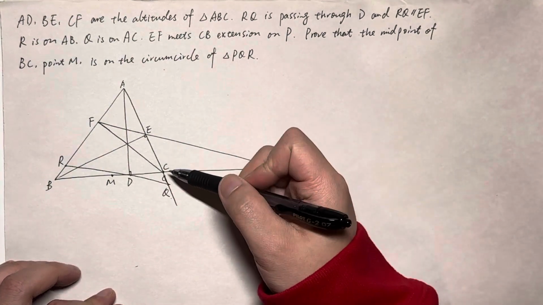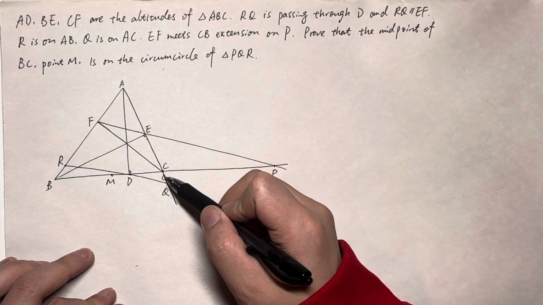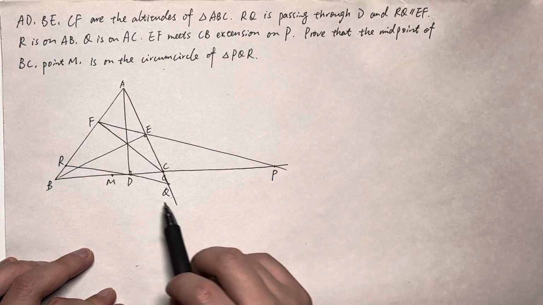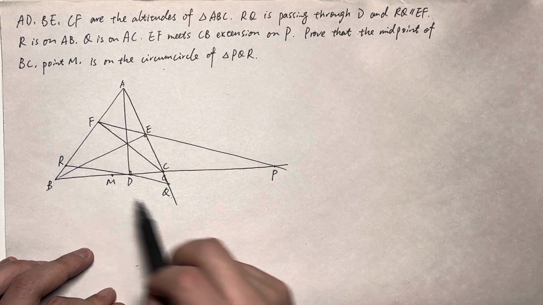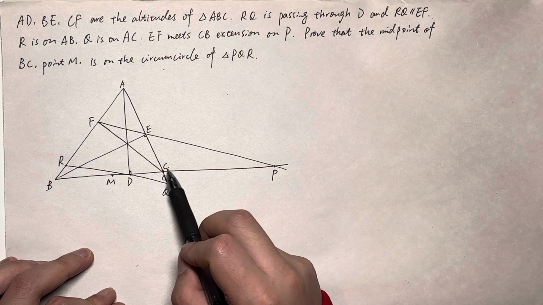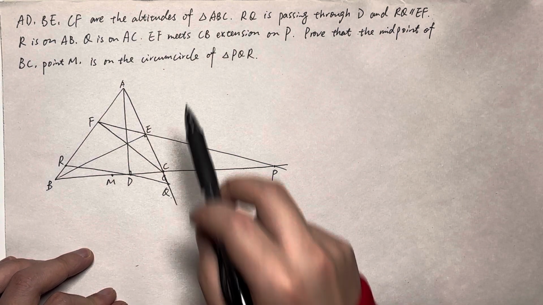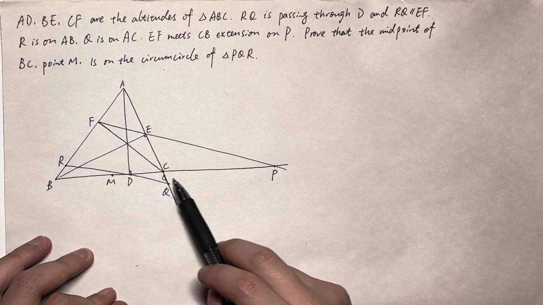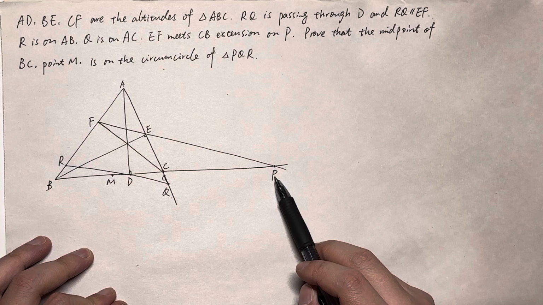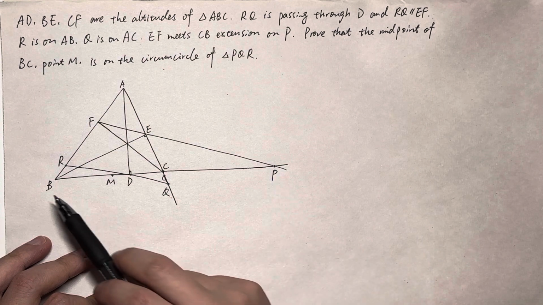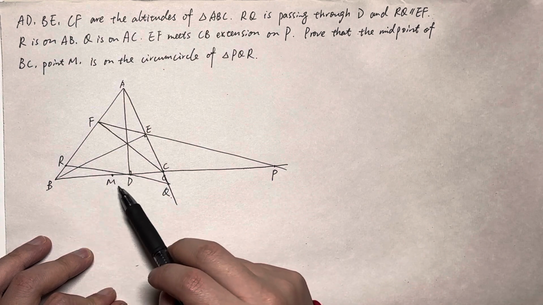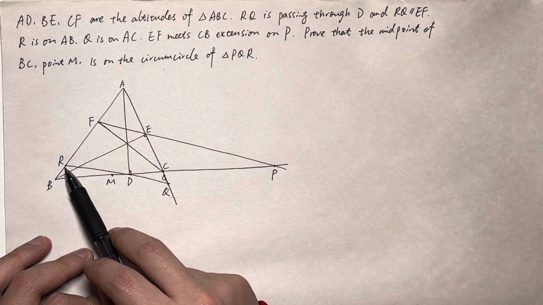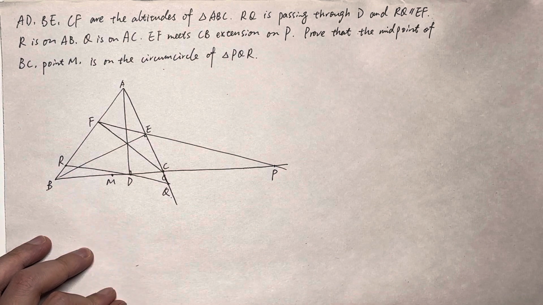Due to a drawing issue, at the very first I just marked this point C here, but it looks like a little bit of a distraction, so I just remarked the C here. Okay, and EF meets the CB extension at point P. Prove that the midpoint of BC, which is point M, is on the circumcircle of triangle PQR.